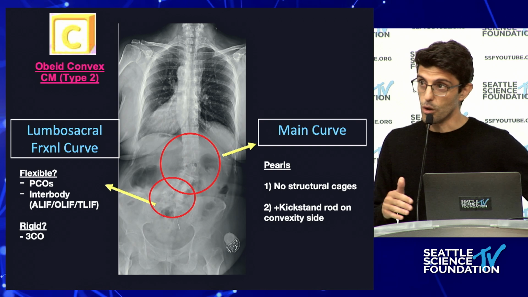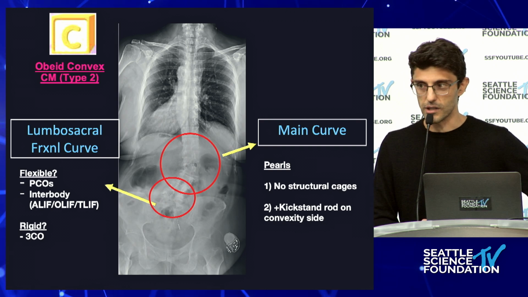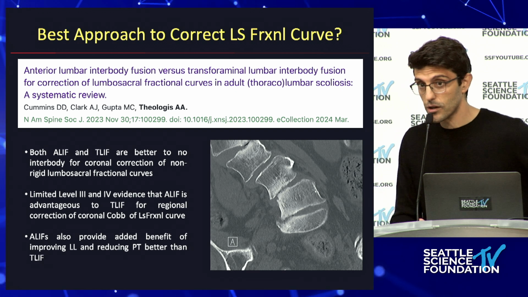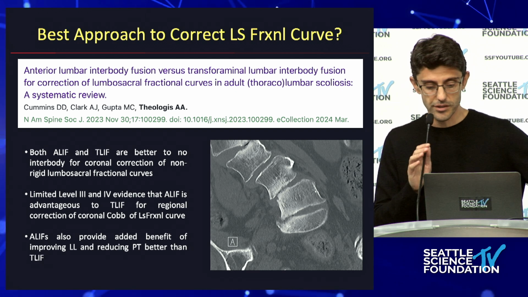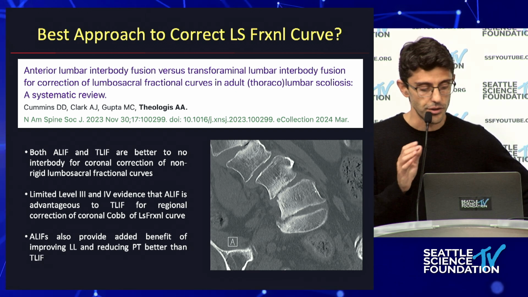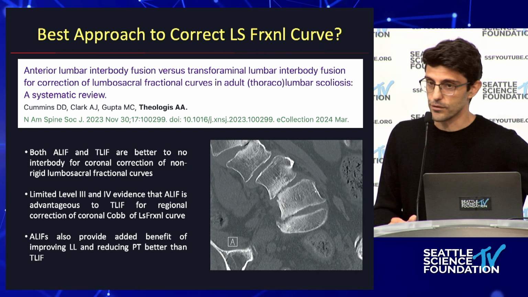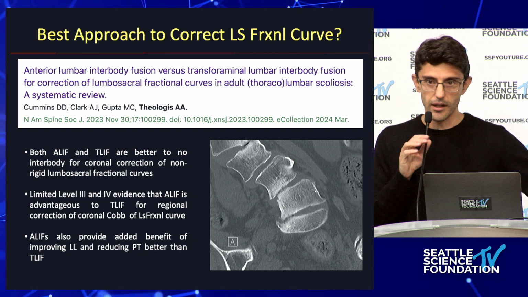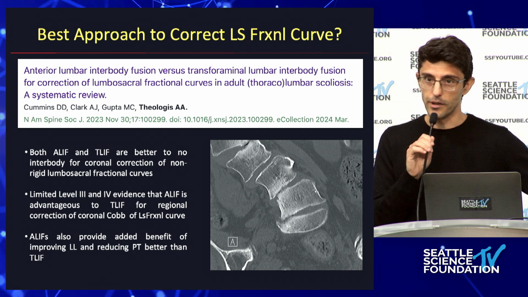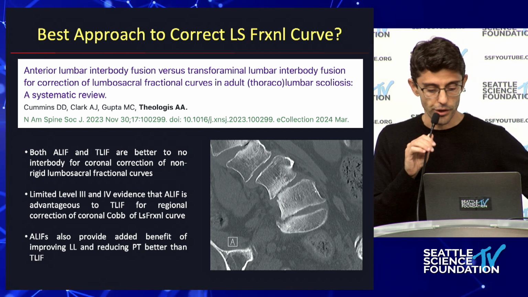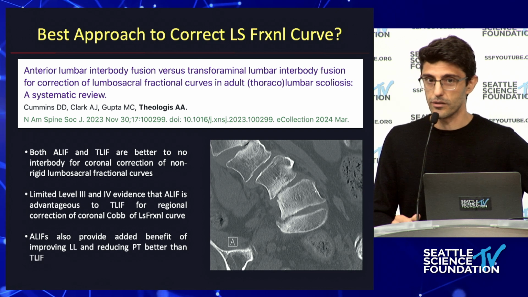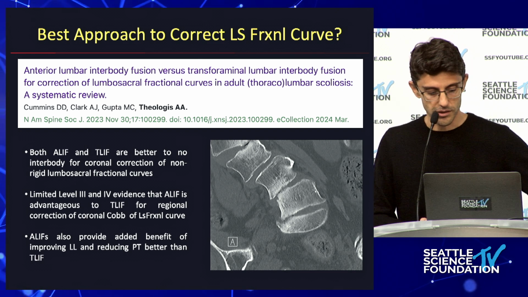And then for these patients, I always set up a kickstand rod ipsilateral to the convexity. In terms of what's the best way to correct the lumbosacral fractional curve, we did this systematic review last year looking at ALIF, TLIF versus nothing, and we found that the literature is not great, but ALIF and TLIF, so any type of interbody work, is better than no interbody for correcting it, and then there's limited level 3 evidence that ALIF is better than TLIF.